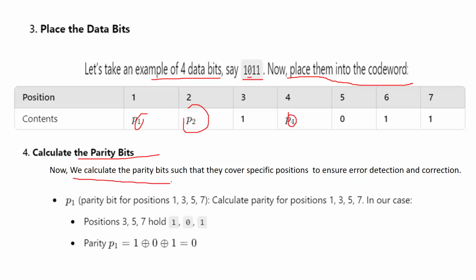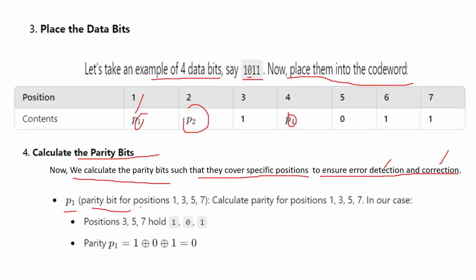So now we'll calculate the parity bits such that they cover specific positions to ensure error detection and correction. I have already told you this in the first part itself. It has error correction as well as detection. Okay, so now come to this parity bit P1.